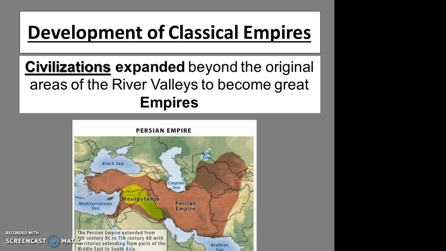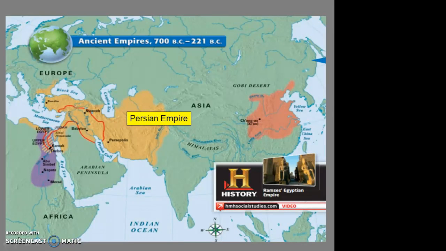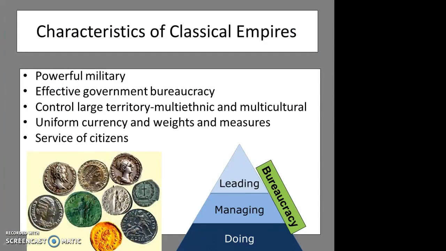First of all, we need to look back at civilizations. The civilizations expanded beyond their original river valleys to become what we call empires. The first of these being the Persian Empire. This is the one that we're going to look at. As you can see, it engulfed parts of Mesopotamia, as well as modern-day Iran, Pakistan, etc. This is a map that shows you exactly where the Persian Empire existed.